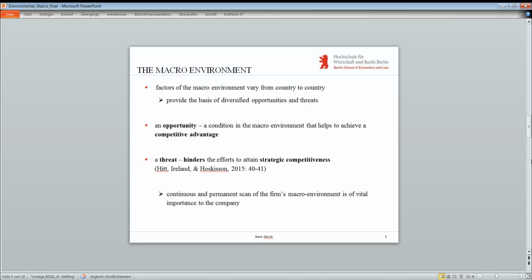As is clear from the arguments and examples mentioned above, there are various linkages between the macro and the industry environments. These elements continuously evolve. Changes lead to modification in the cost and revenue structure, which may be favorable or unfavorable to the firm. Therefore, a continuous and permanent scan of the firm's macro environment, usually carried out by the firm's marketing department, is of vital importance to the company.